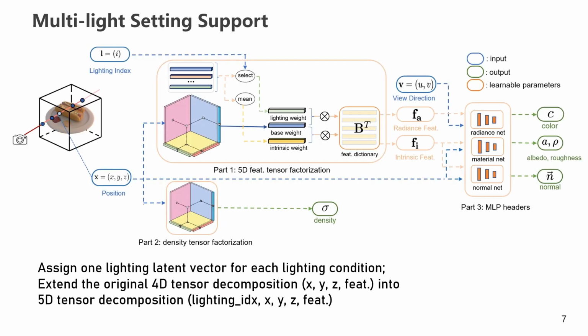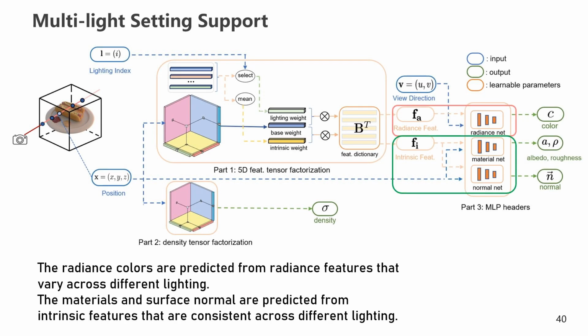We extend the original 4D feature tensor of TensoIR into a 5D tensor, with the additional dimension corresponding to different lighting conditions, while sharing the same 3D density tensor. Our decomposition is extremely efficient, with the 5D tensor only adding a few vectors compared to the 4D tensor, resulting in less than 1% increase in storage overhead. The radiance colors are predicted from radiance features that vary across different lighting. The materials and surface normal are predicted from intrinsic features that are consistent across different lighting.